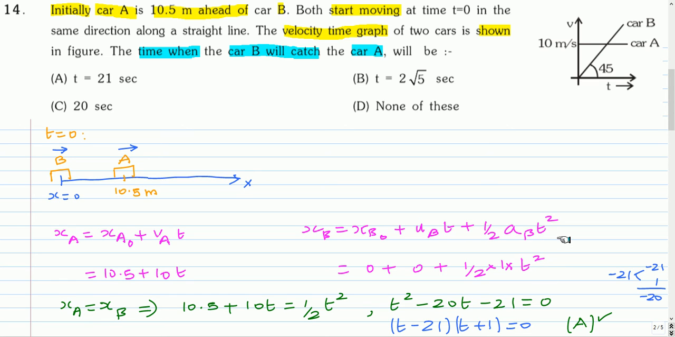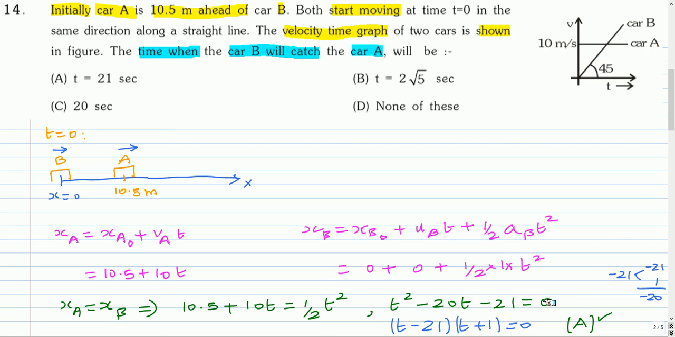To get the acceleration of car B, we can use this graph. The slope is given as 45 degrees. Assuming that the scales on the time axis and the velocity axis are the same, a slope of 45 degrees corresponds to acceleration equal to 1. So from this we get xb as half t square. At the instant when B catches up with car A, xa and xb will be equal. To get the time instant we have to equate these two. So from that we get the quadratic equation t square minus 20t minus 21 equal to 0.